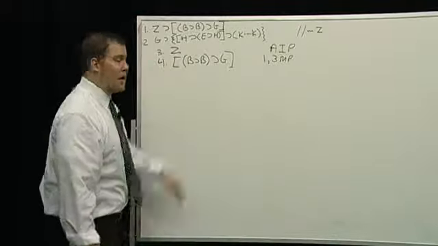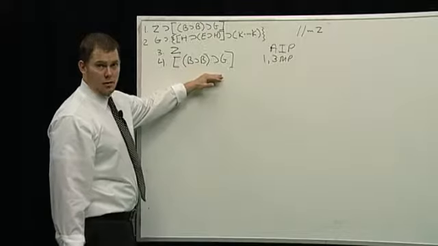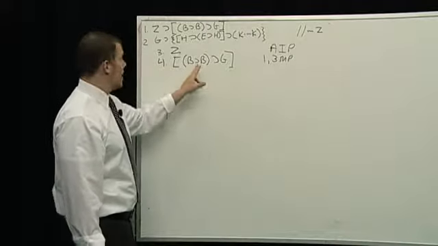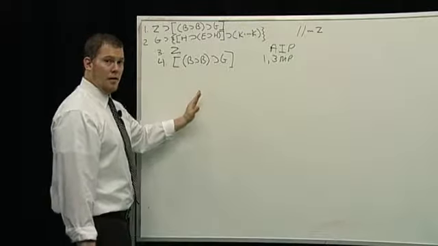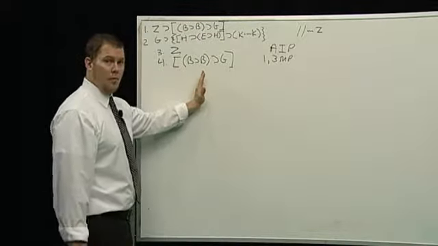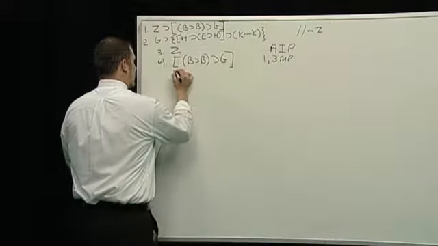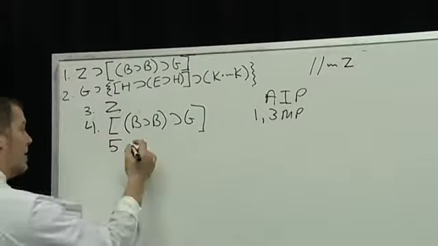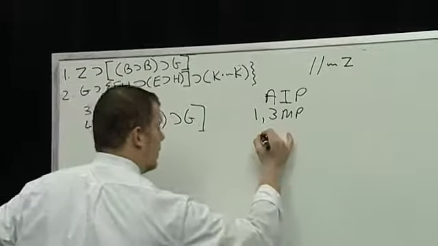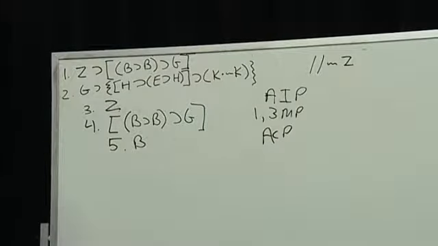Now that I've done that, notice that my premise in line 4 is a conditional. My main operator's here, but I also have a conditional as my antecedent. So what I'm going to do here is I'm going to do another proof. I'm going to move in and do a conditional proof here. So at line 5, what I'll do is I'll assume B via conditional proof.